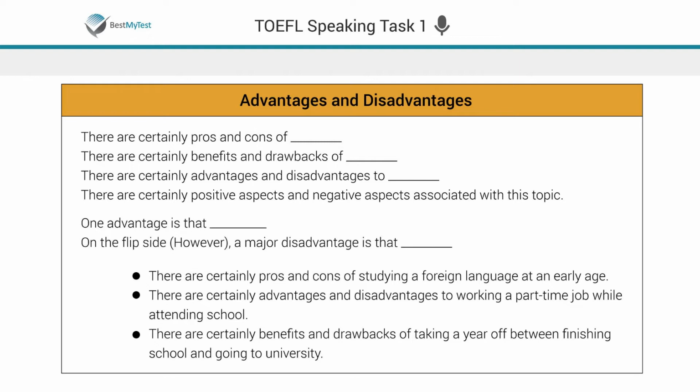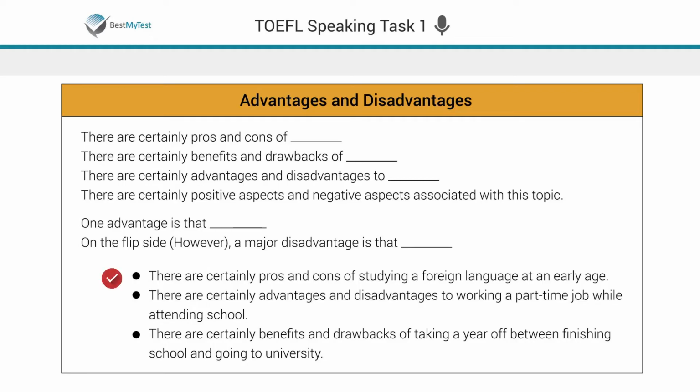One advantage is that, and you talk about a pro, you talk about an advantage. And then if you're talking about a disadvantage, you can say on the flip side, or you could say, however, a major disadvantage is that. All right, so let's look at a couple of examples with these sentence patterns.